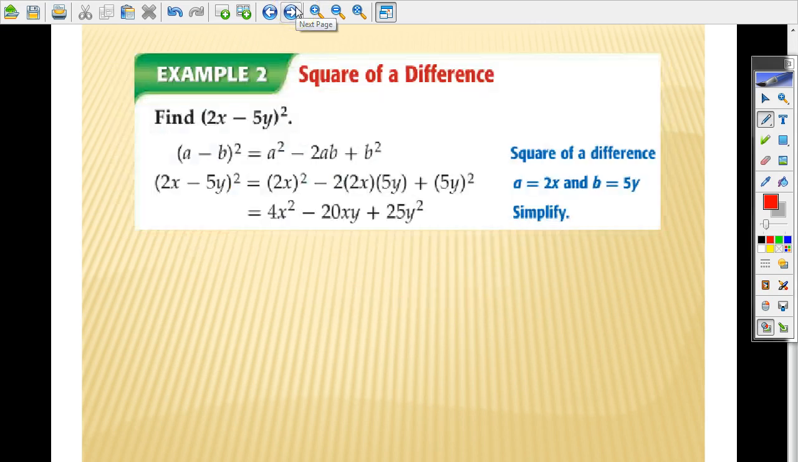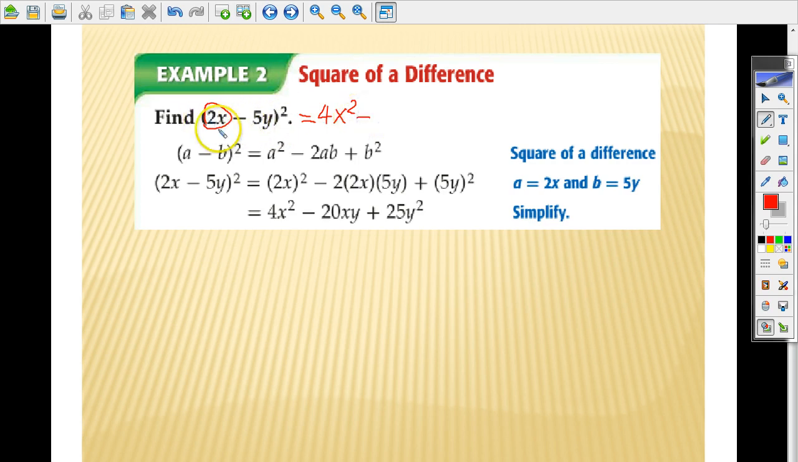Okay, so here's another example of finding the square of a difference. You see here this is subtraction. So what we're going to do here is use this equation, square the first term. So 2x squared is 4x squared. You see it's a minus, we're going to put minus.